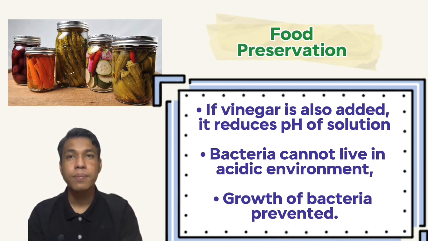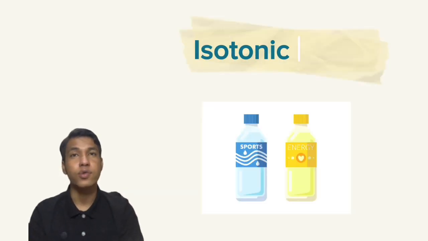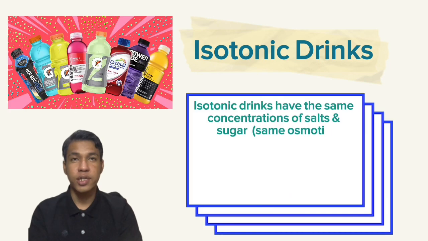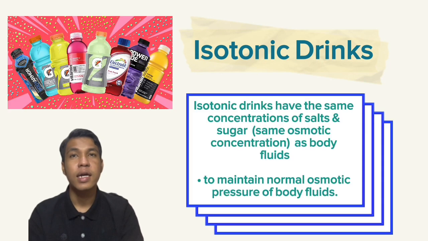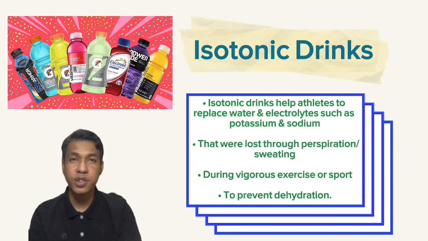This concept is also the same for the salted fish. Now, let's move on to the isotonic drink. Isotonic drinks have the same concentration of salt and sugar, or the same osmotic concentration, as body fluids to maintain the normal osmotic pressure of body fluid. The function of isotonic drinks is to help athletes replace water and electrolytes such as potassium and sodium that were lost through perspiration or sweating during vigorous exercise or sport, to prevent dehydration and electrolyte imbalance.